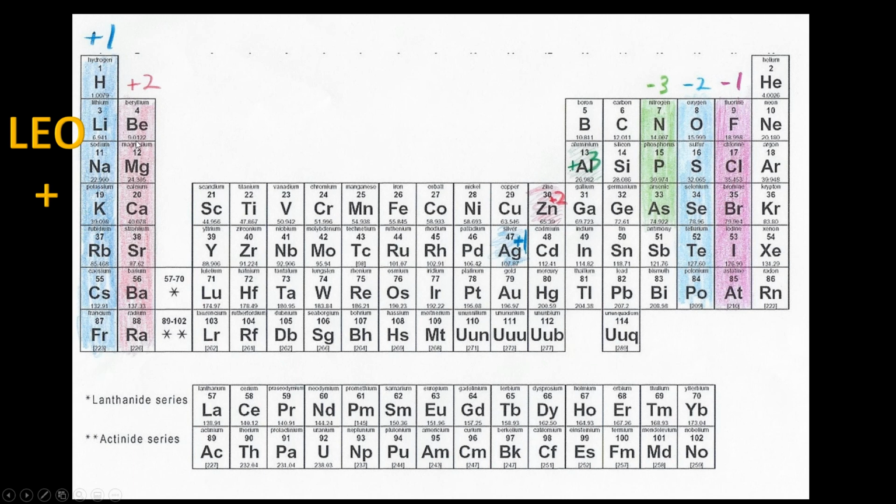All of these lose 2 electrons. Beryllium needs to lose 2 to become like helium. Magnesium needs to lose 2 to become like neon. Calcium needs to lose 2 to become like argon, and so forth. So these tend to have a +2 charge. These tend to have a +1 charge. They lose electrons and become oxidized.